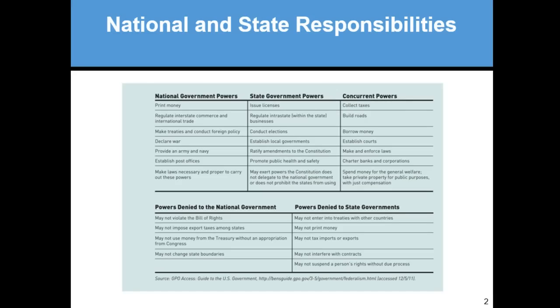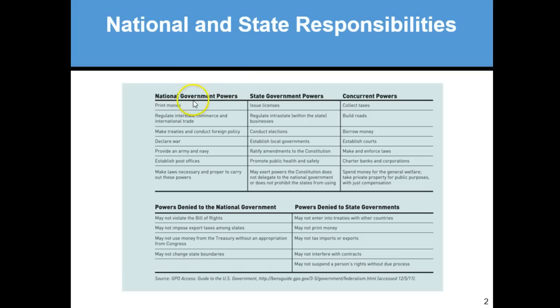So the first thing we want to do is look at the powers that are specifically given to the national government. We call these express or explicit powers. Then we want to look at those that are allowed to the states and those that are shared by both. We also want to look at the powers that the national government cannot exercise and those that the state governments cannot exercise. So the first thing we want to do is look at the national governmental powers.